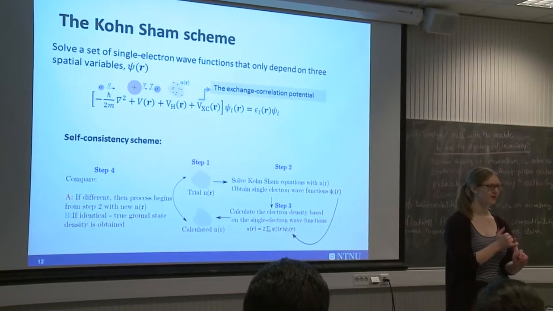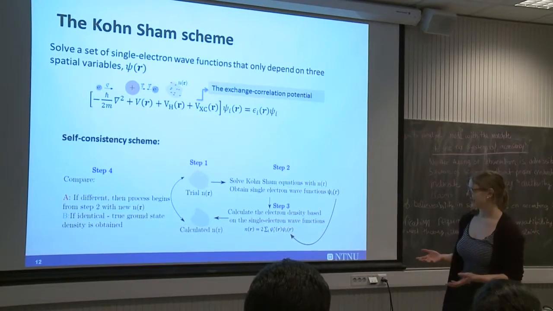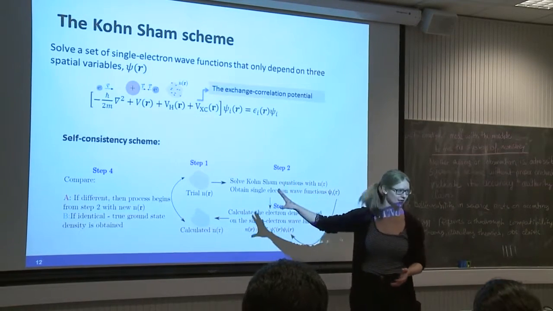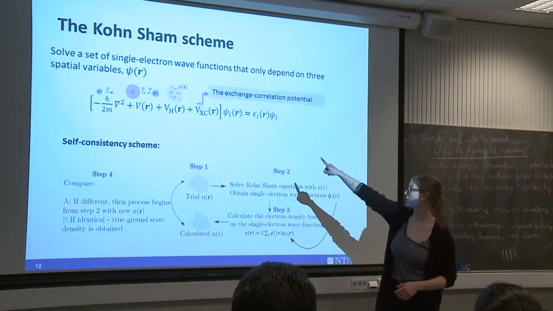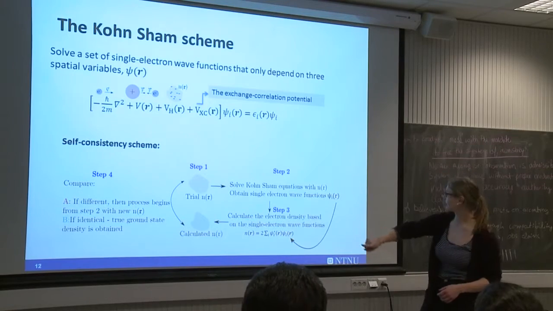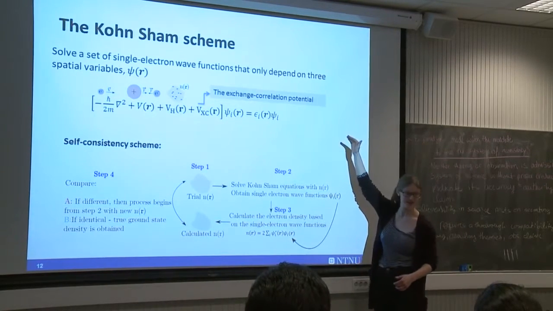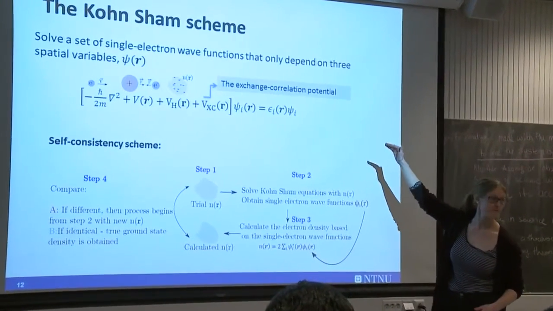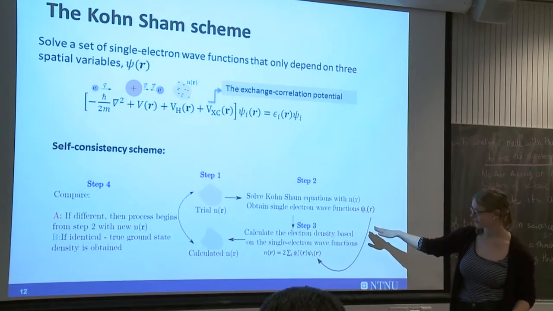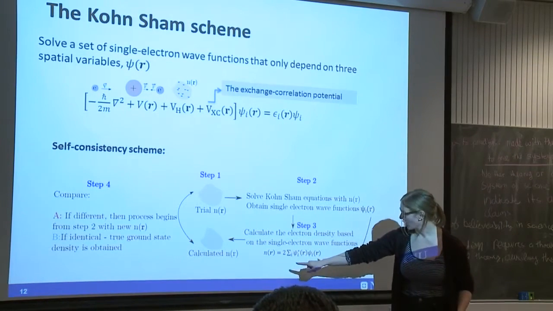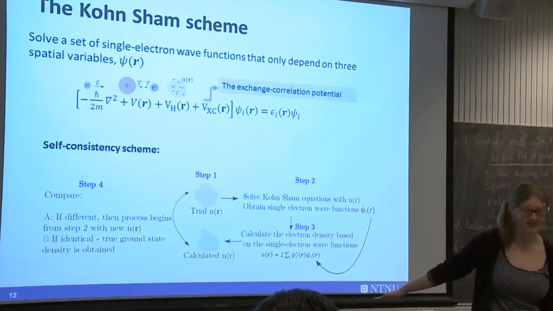So the self-consistency scheme, that's what we actually do in our calculations. The first thing we do, we just guess some electron density. So we make a trial electron density, and we put that into our Hamiltonian here. And then we solve the Kohn-Sham equations, which is this set of equations here, one equation for each electron. Then we obtain a set of wave functions, and we've already seen how this correlates with the electron density. So then we can recalculate the electron density.